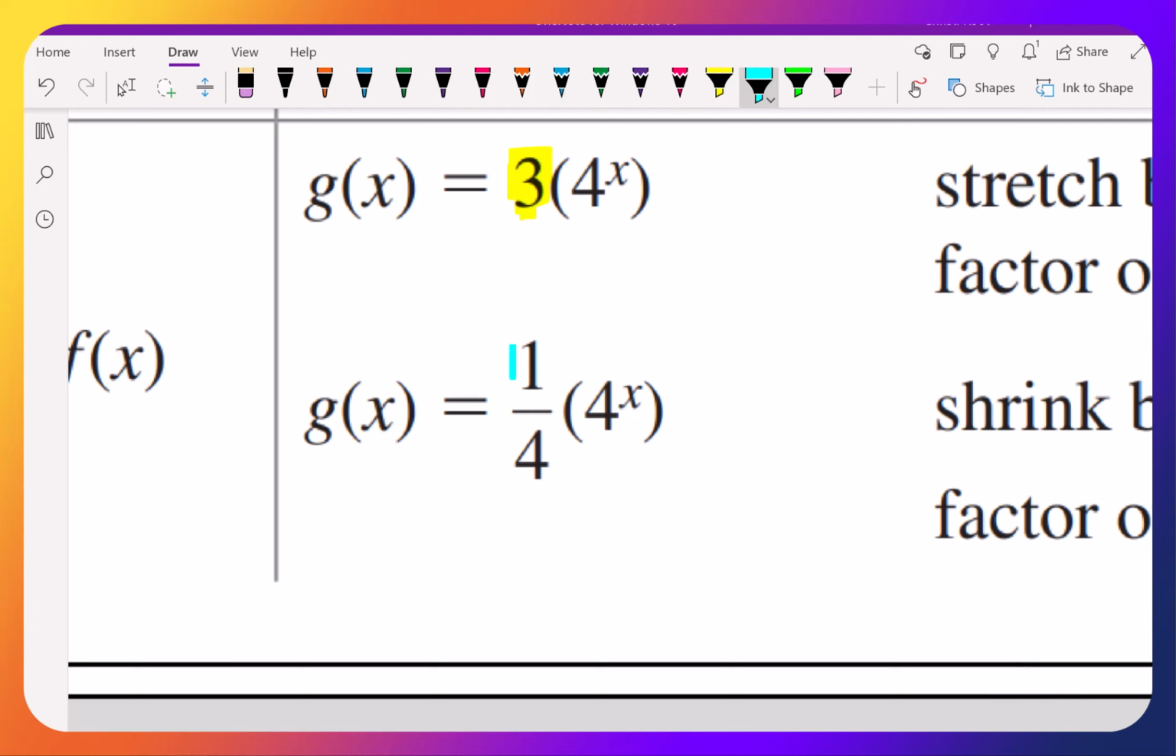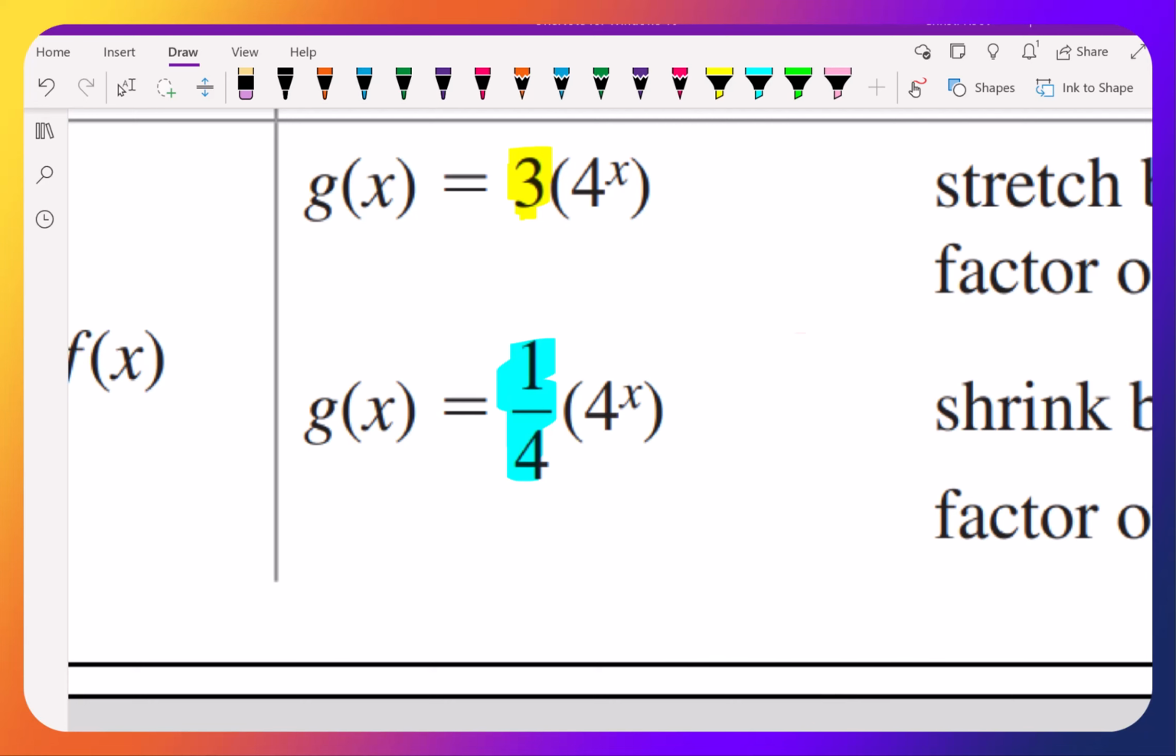This one, on the other hand, is 1/4. 1/4 is going to have the opposite effect. It's going to squish it toward, so it's going to compress or shrink it toward the x-axis, because all of your y values are getting smaller because you're multiplying by a number between 0 and 1. So just keep a lookout for all of those things, and let's do a little bit of practice.